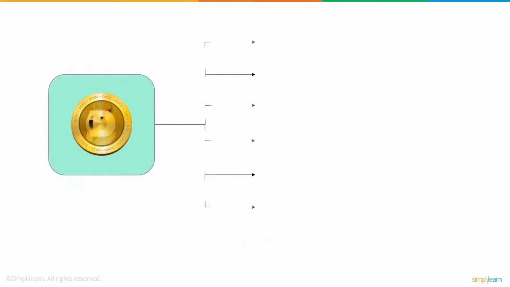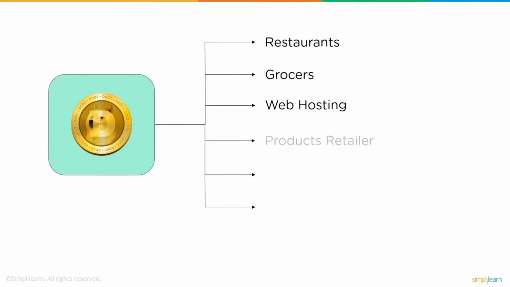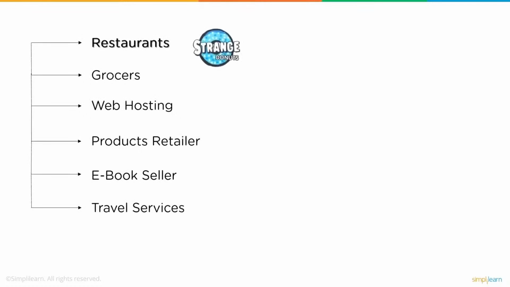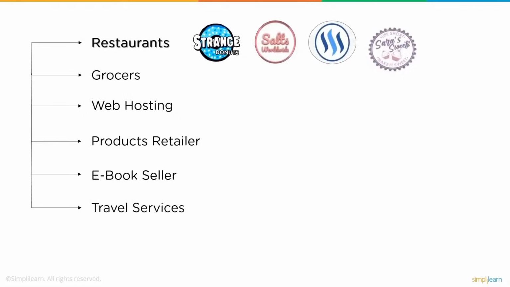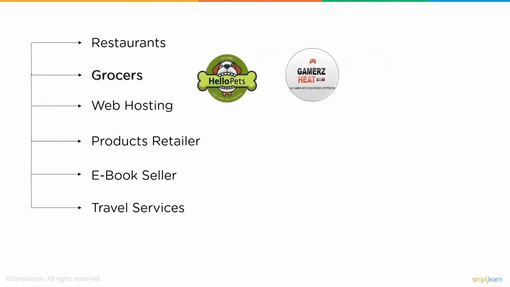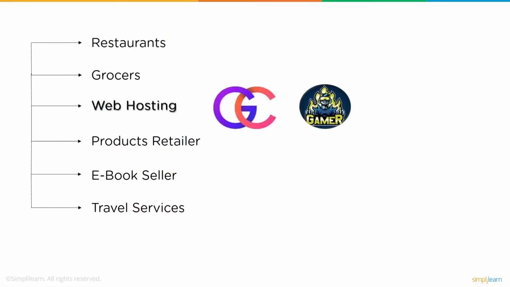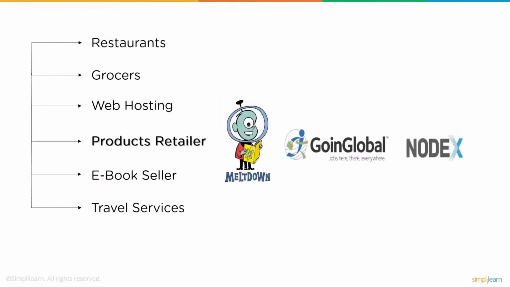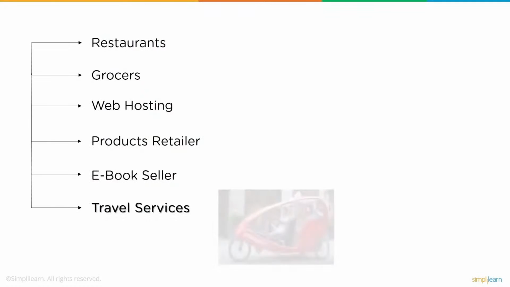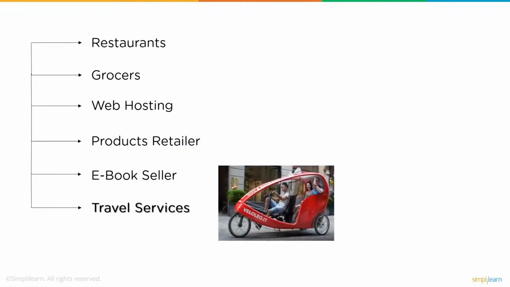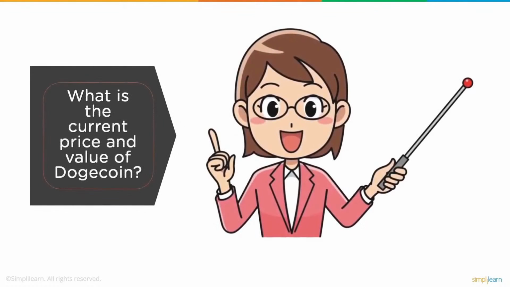Today, many companies and firms like restaurants, grocers, web hosting, product retailers, ebook sellers, and travel services use Dogecoin for transactions. These are a few examples of companies in every sector that use Dogecoin. Grocers, Hello Pets, GamerHeats.com. For web hosting, Gamer. For product retailers, Meltdown and Nordex. Ebook seller, Cornell. And travel services like Velolio.it. This makes me curious about the current value of Dogecoin. Let's have a look at that too.